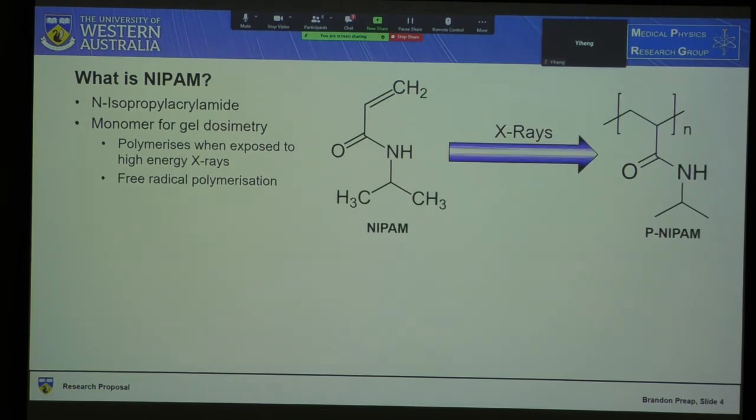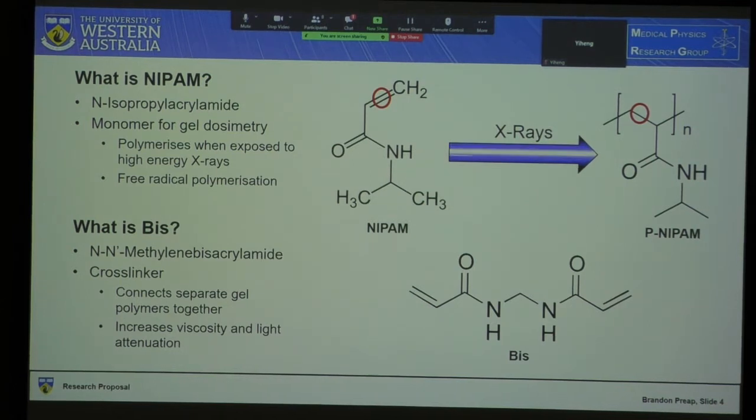So what is NIPAM? NIPAM is short for N-Isopropylacrylamide, and it's the main monomer that is used to measure dose from high-energy X-rays, and it does this through free radical polymerization. When an X-ray strikes the double bond, it creates a radical, or a single electron, which is very unstable, and then it forms single bonds by combining all the little individual monomer chains together to form poly-NIPAM.